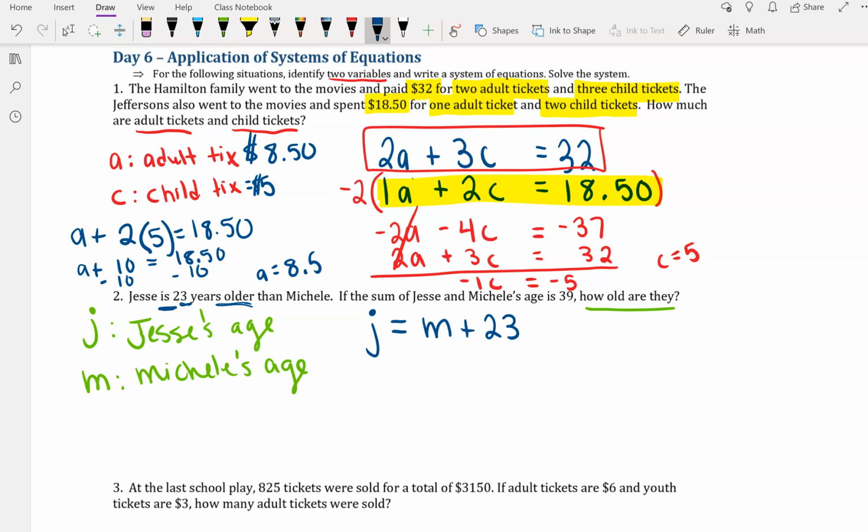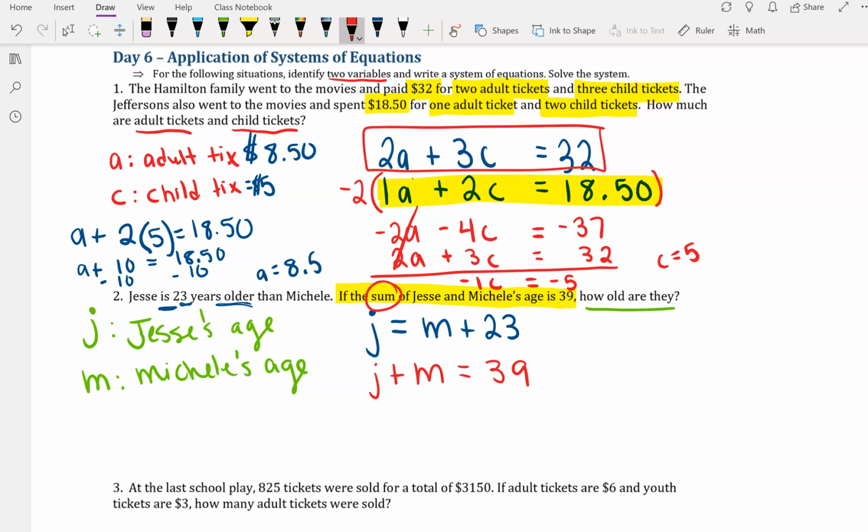Now the second equation is going to be this second sentence. The sum of their ages is 39. So you need to know that sum means addition. So we're adding the 2 ages together, and we get 39 as an answer. So J plus M equals 39. And those are your 2 equations.